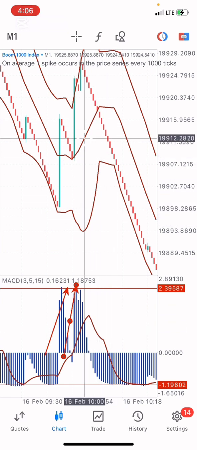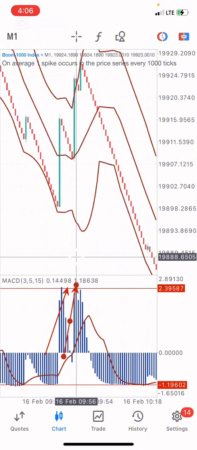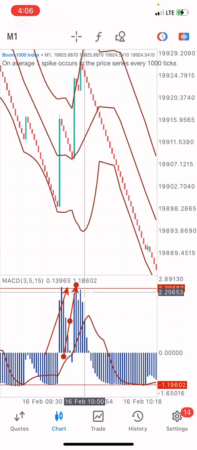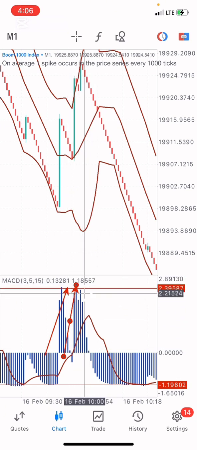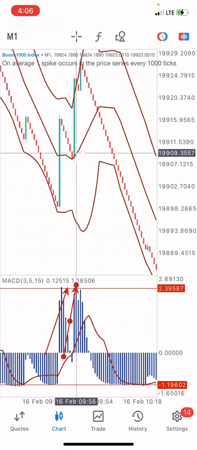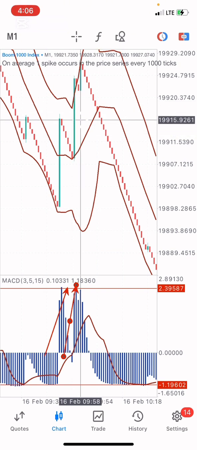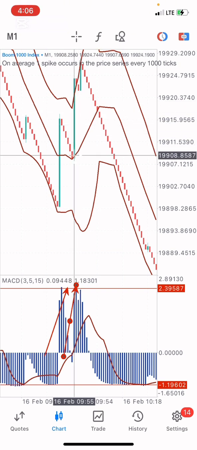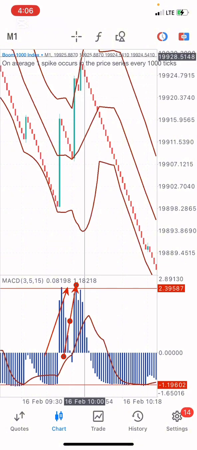And that is not enough to make an entry, please. Now during this movement to the overbought region of your MACD, during this movement you should see some spikes. All right, all of this is happening on the 1 minute time frame, please. You should see some spikes into the upper region of your Bollinger Bands, right? The upper region of your Bollinger Bands.